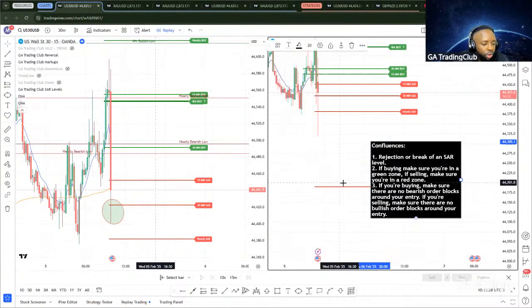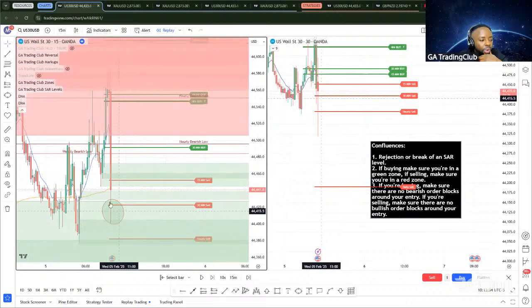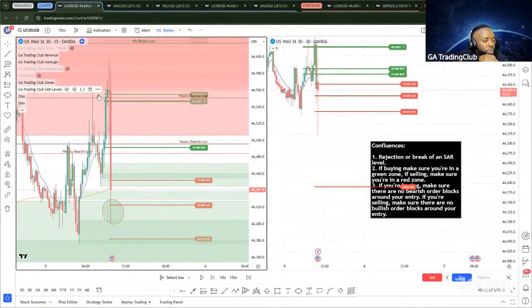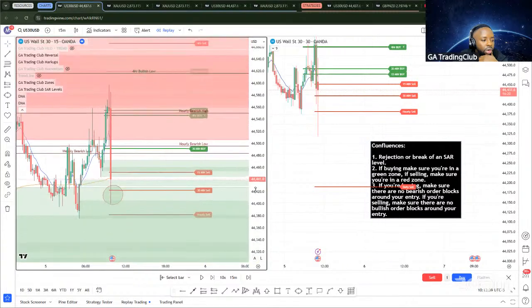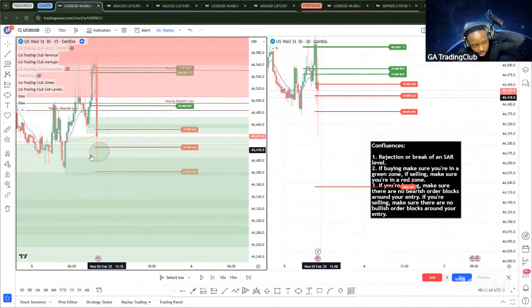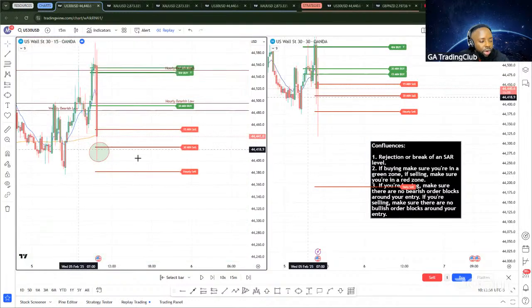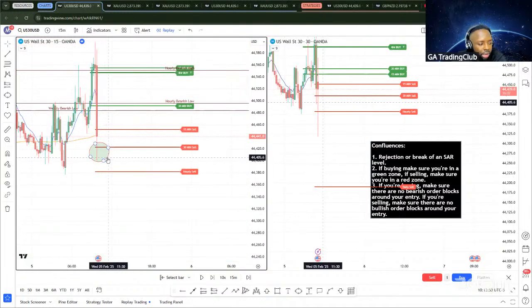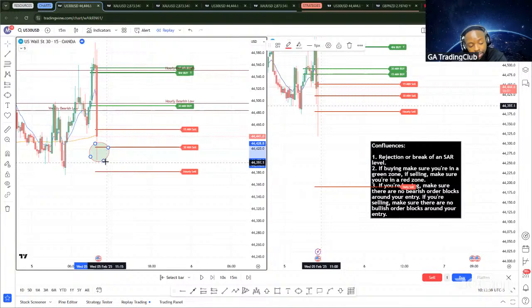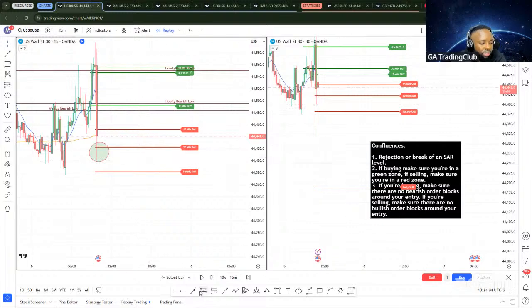Confluence number two would be, if buying, make sure you're in a green zone. If selling, make sure you're in a red zone. This particular one, we are already in a demand zone, right? And then the last one, do we have any opposing order blocks around this zone? No, we do not. So again, this is an A plus setup. The best case scenario is to have a bullish order block around your entry, or a bearish order block, depending on the direction of your trade. That is what makes it an A plus plus setup. But this one, I would just consider it as an A setup. So here, it satisfies all three confluences.